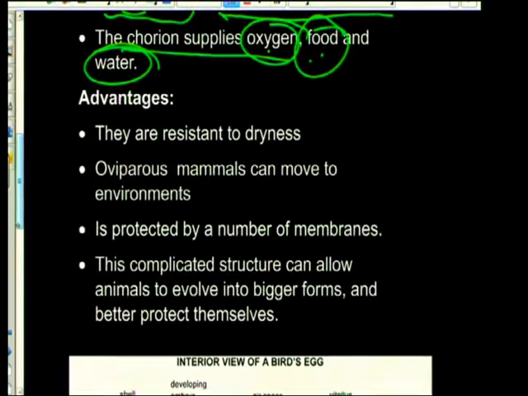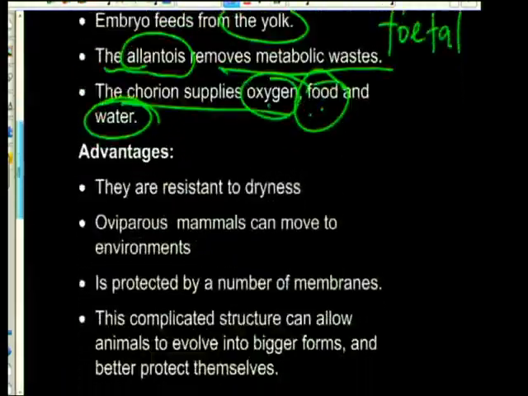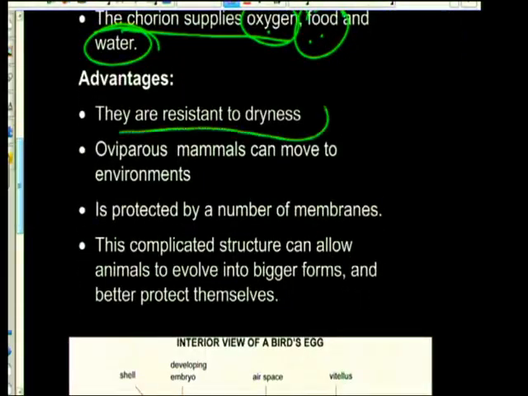What are the advantages of having this amniotic egg? First of all, obviously, our first sentence said something about desiccation, so they are resistant to dryness. Amniotic egg-laying animals can move to other environments, to environments that they couldn't go to before.